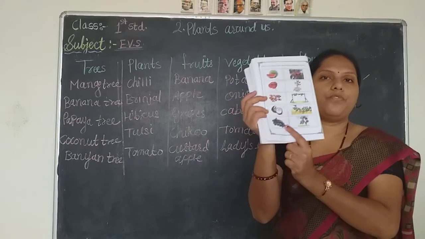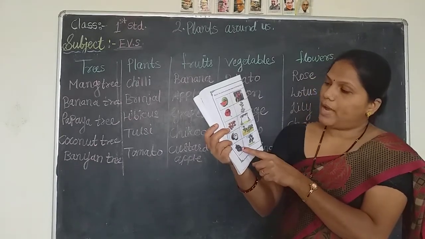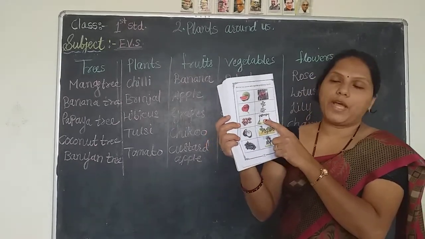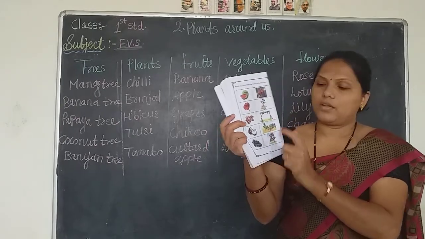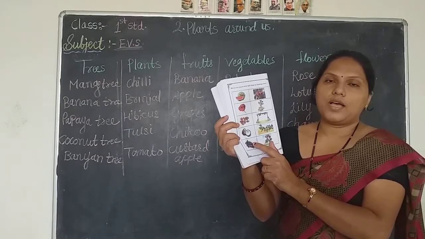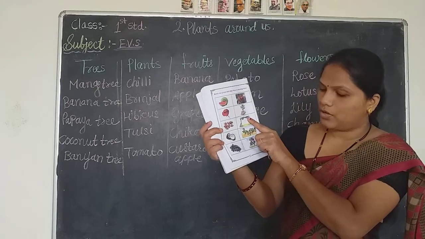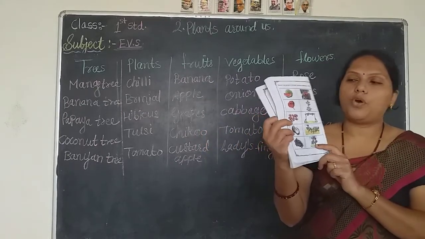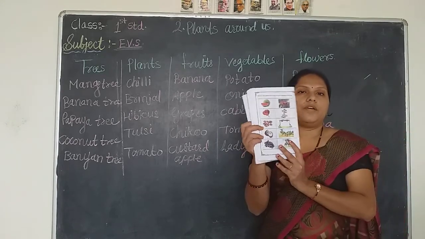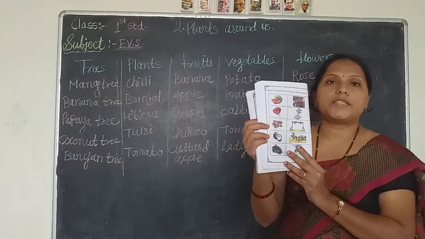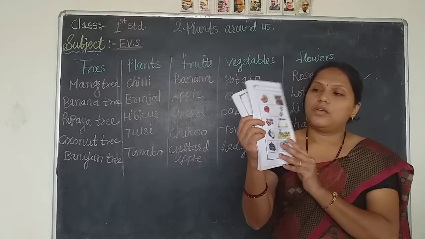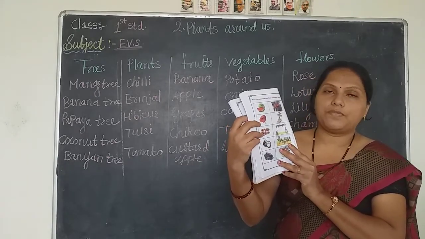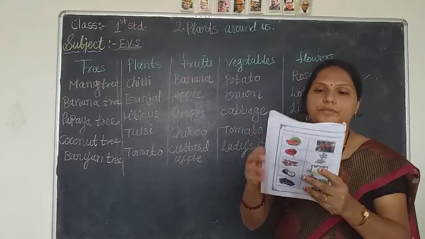Last one is grapes. The fruit is grapes. So match the grapes with the grape vine. One, two, three, third number. Grapes are the last. Have you done it? If not, you have to complete it before our next class. You should match these plants, fruits and flowers with the plant side.